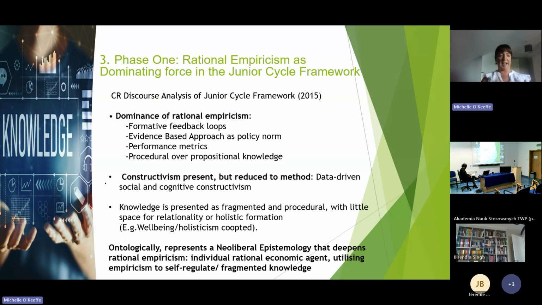Well-being is about, again, self-regulation, getting yourself back up on it. For example, even with school therapists or counsellors in the school, CBT is very much the place to go, because it's the idea of getting back on with it, fixing yourself and getting back, etc. So ontologically it represented, I'm arguing, a neoliberal epistemology that deepens rational empiricism: the individual rational economic agent, utilising empiricism for self-regulation, and this fragmented knowledge.